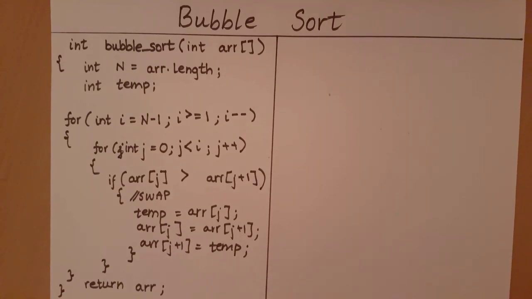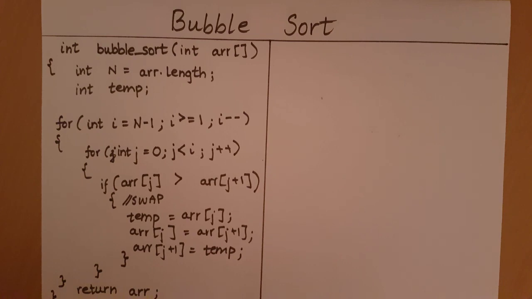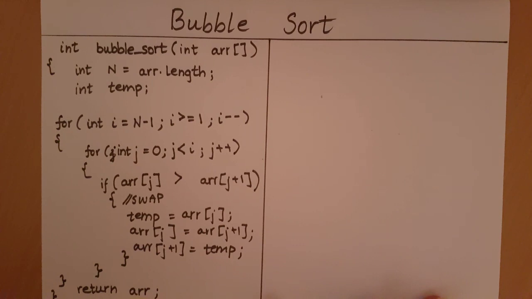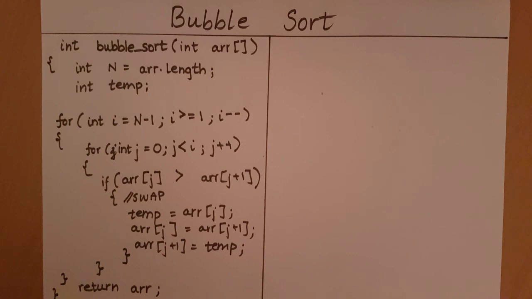In this video, we will take a look at how to calculate the worst case time complexity of the bubble sort program we have seen earlier and thereby compute the big O notation of this program. So let's start by defining what the worst case of bubble sort is.